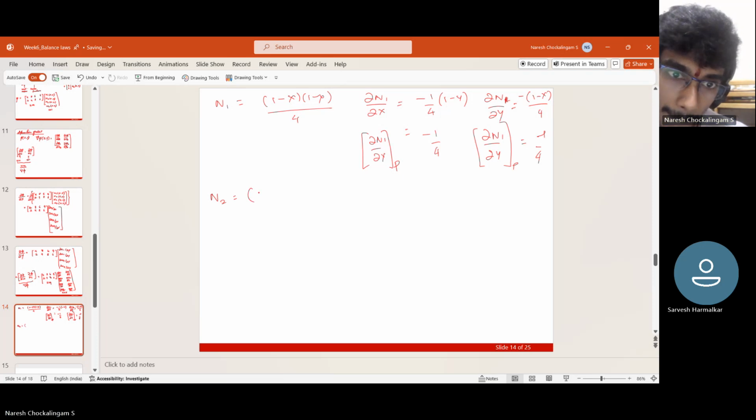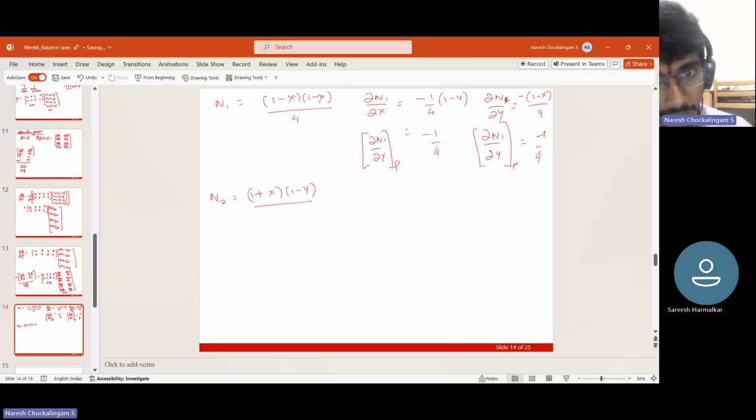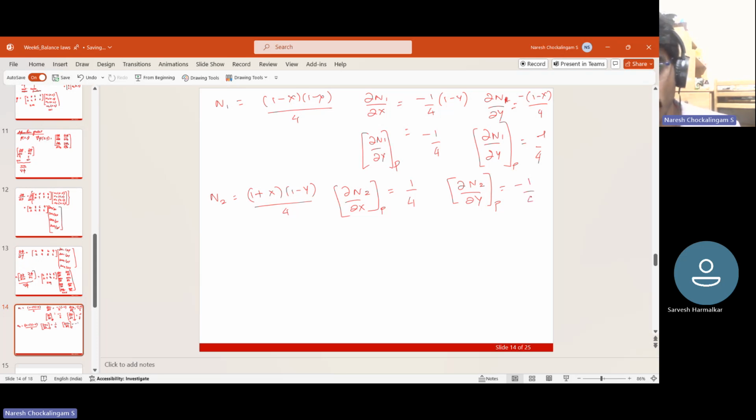N2 is 1 plus x, 1 minus y by 4. So the derivative of n2 at the point P is what? It's positive, so you get a plus 1 by 4. And the derivative of n2 with respect to y at the point P is what? Y has a minus sign, so that minus will get multiplied, you get minus 1 by 4.